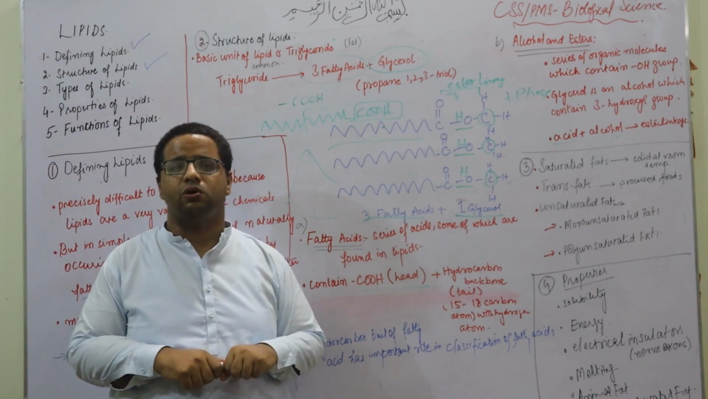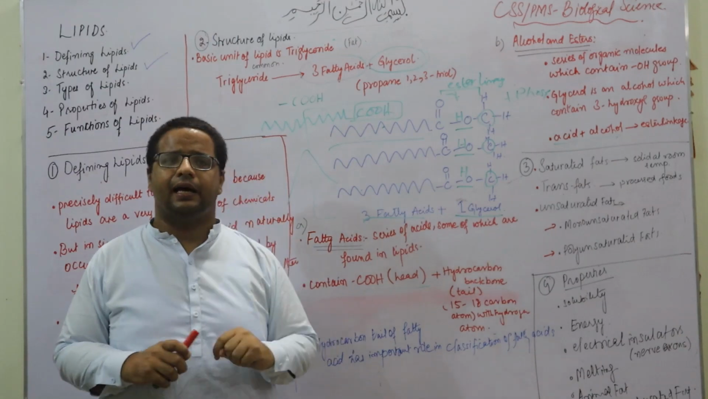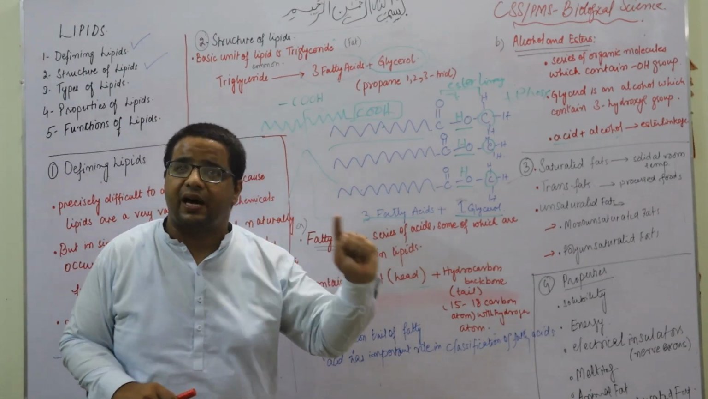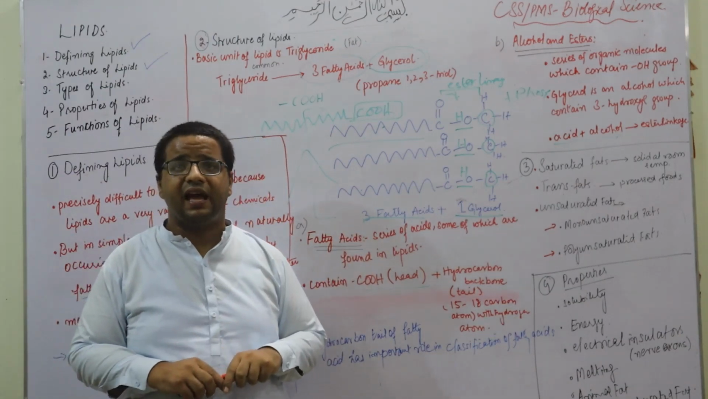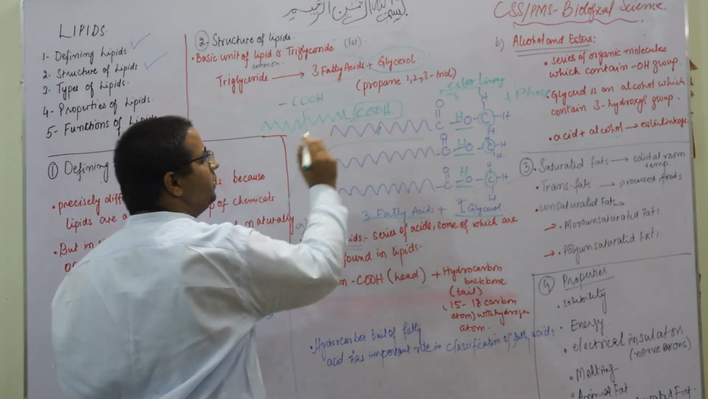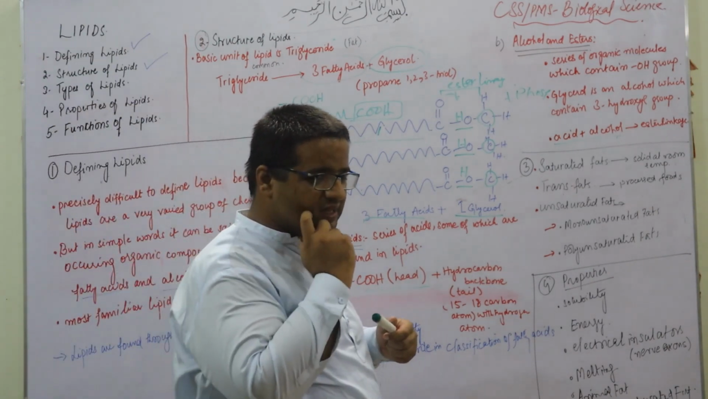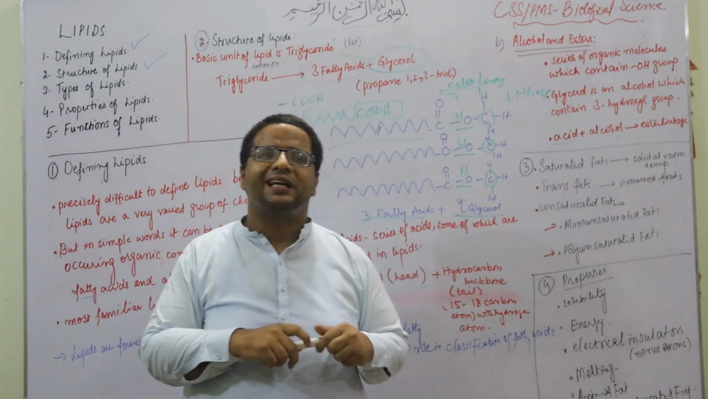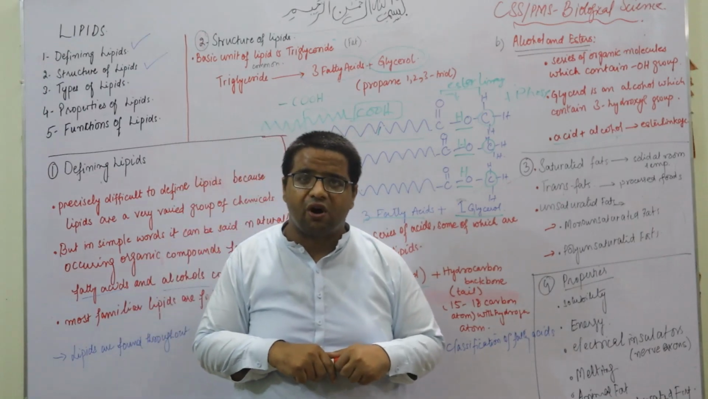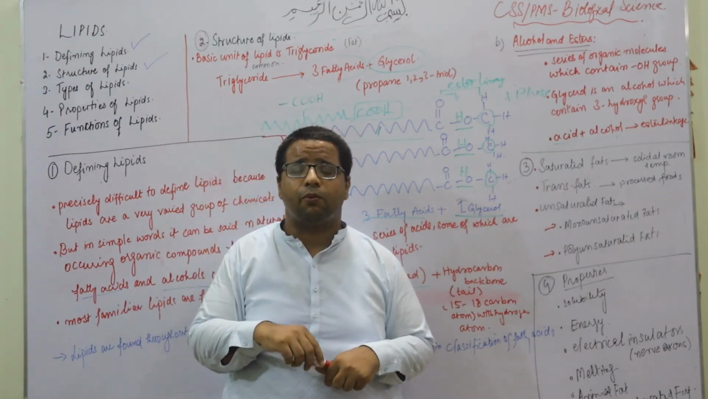Monounsaturated fats are those which contain only a single double bond in their hydrocarbon tail. If they have one double bond in the complete hydrocarbon tail, they are monounsaturated fats. They are good for health because they reduce your cholesterol level. There are two types of cholesterol in your body.